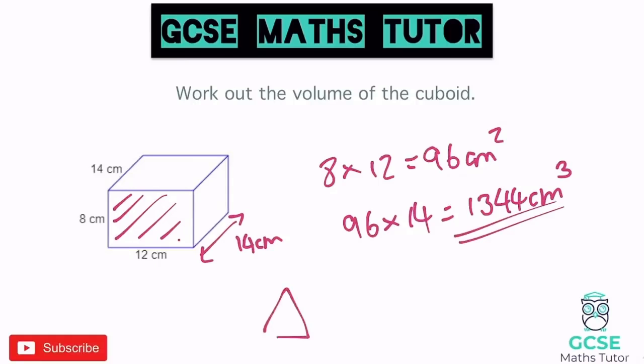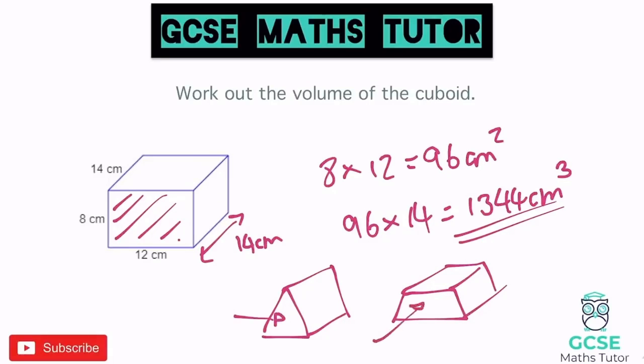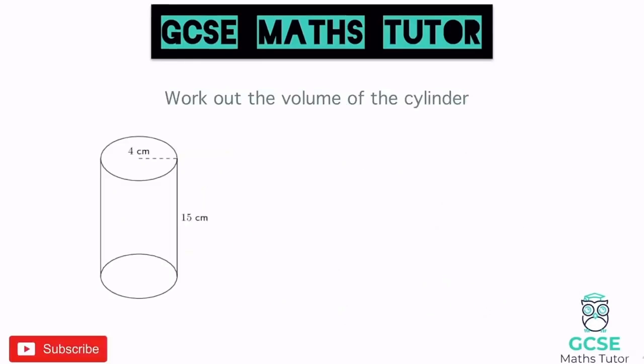If you imagine, sometimes we have these triangular prisms, and sometimes we could even have a trapezium face prism there. Anything with that constant cross section, you always work out the area of this front face to start with, the cross section, and times it by the distance it goes back. That same logic can be applied to a cylinder.